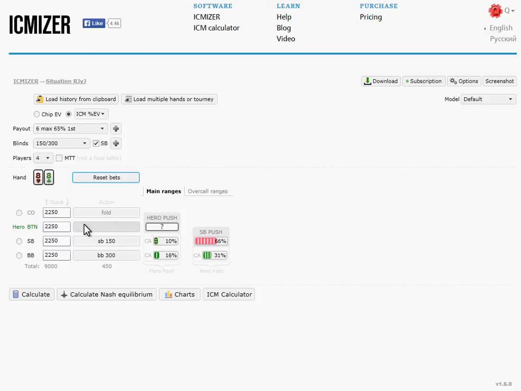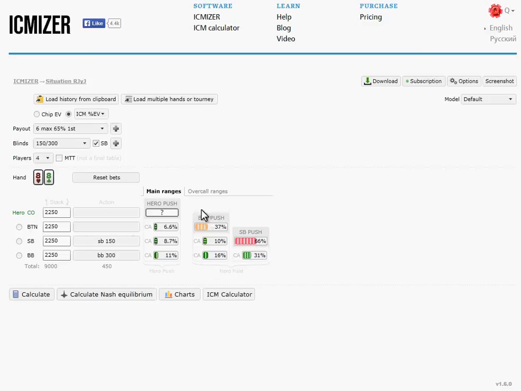If we fold, however, then it gets to the small blind and he can push. Here we provide the small blind push range, which is 66% of hands. And here we provide the corresponding big blind's calling range against small blind in this column. So this column is related to hero push and calls against him. This column is related to small blind push and calls against him.